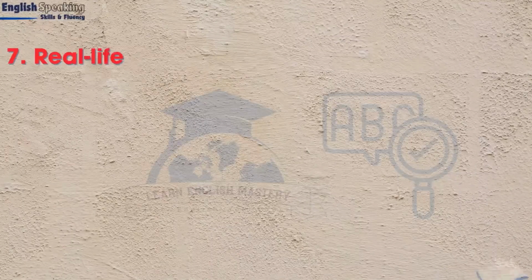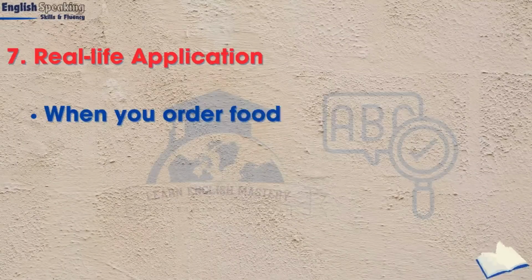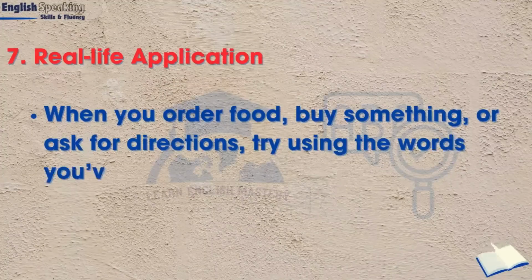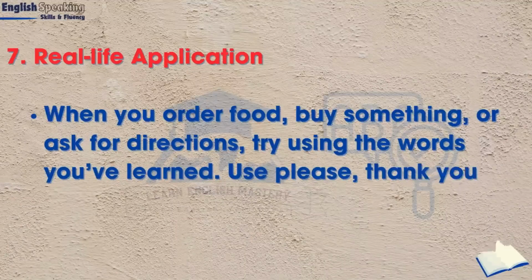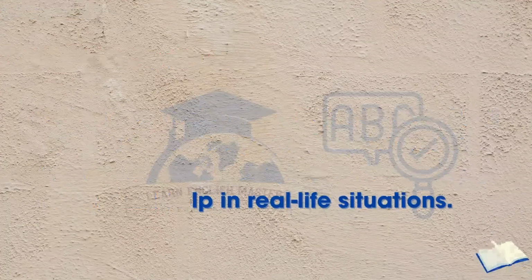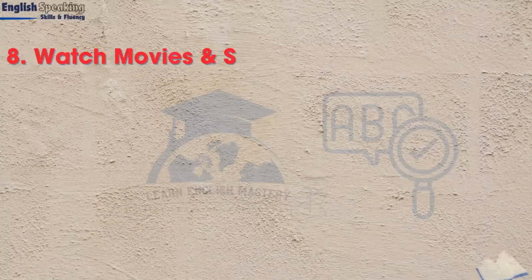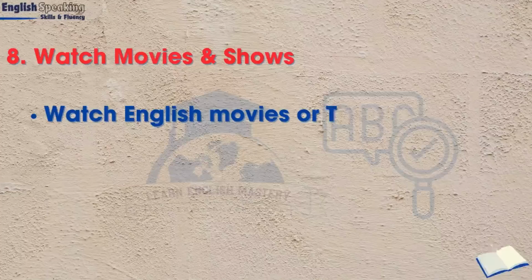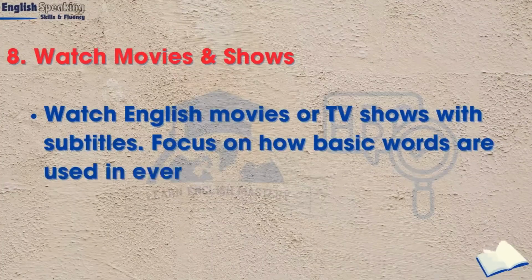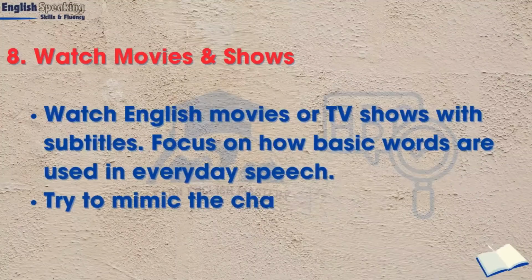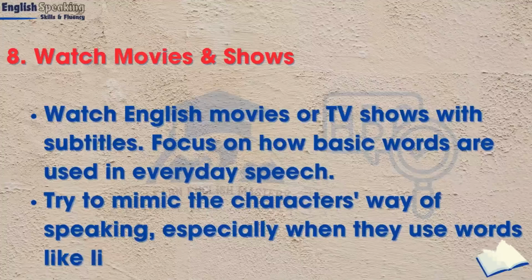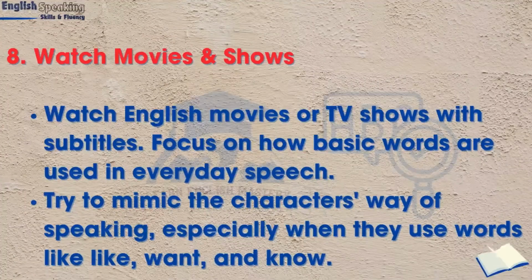7. Real-life application. When you order food, buy something, or ask for directions, try using the words you've learned. Use please, thank you, sorry, and help in real-life situations. 8. Watch movies and shows. Watch English movies or TV shows with subtitles. Focus on how basic words are used in everyday speech. Try to mimic the characters' way of speaking, especially when they use words like want and know.